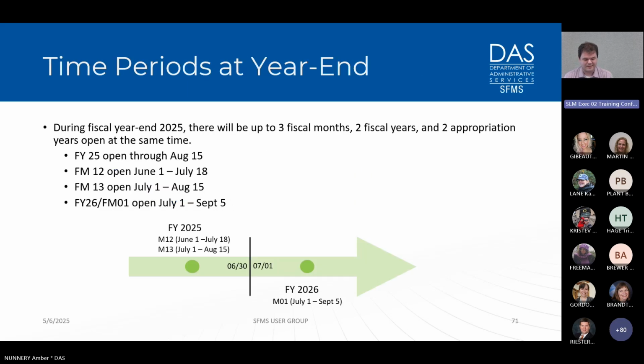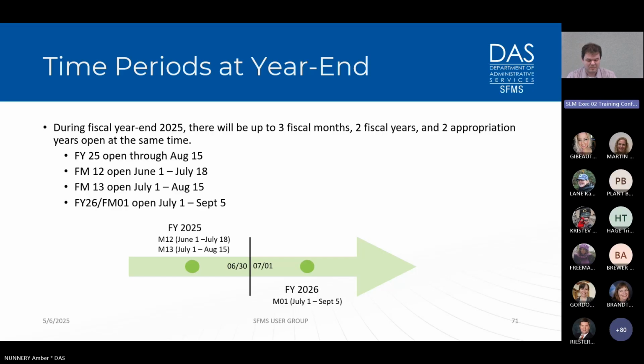So very useful there. Welcome to fiscal year-end close, where there will be up to 3 fiscal months open, 2 fiscal years open, and 2 appropriation years open at the same time. If you are confused, that is why we're explaining this right now. We have a chart below explaining the situation, but let's review just in case.